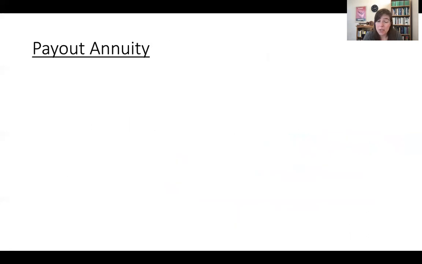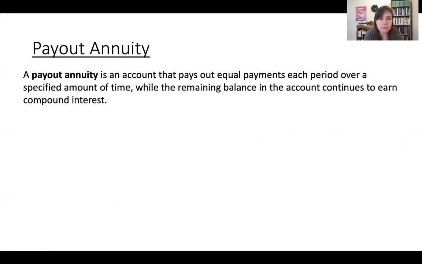Now, the other form of annuity that your book talks about is a payout annuity. So whereas the ordinary annuity is a savings account that you are saving up to retirement, the payout annuity is an account that pays out during your retirement. So the definition, a payout annuity is an account that pays out equal payments each period over a specified amount of time, while the remaining balance in the account continues to earn compound interest.